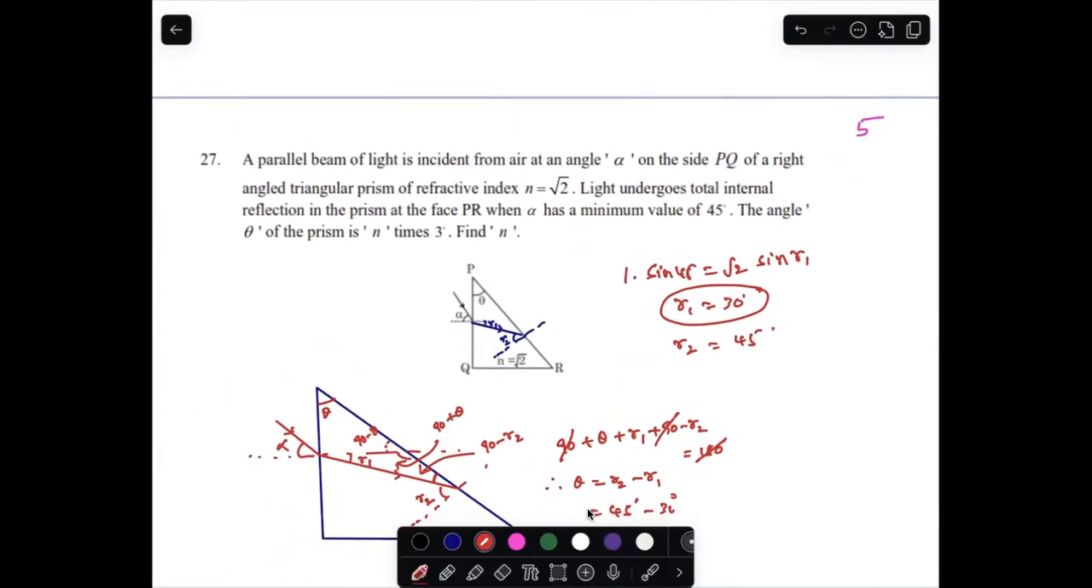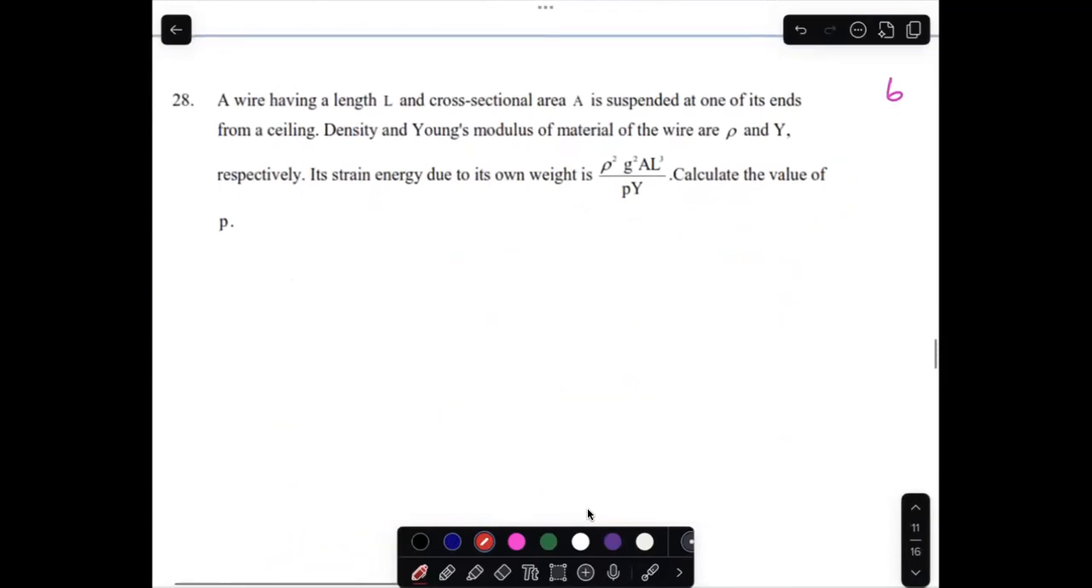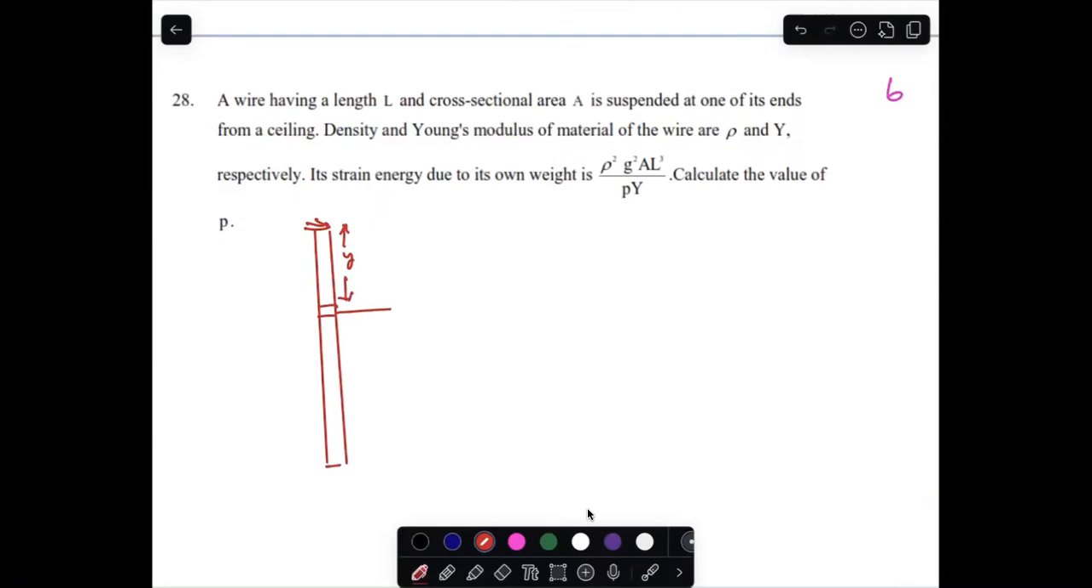Any doubts? Next. A wire having a length L and cross-sectional area A is suspended at one of its ends from a ceiling. Density and Young's modulus of the wire are rho and Y respectively. Actually, you should remember this formula. It is the strain energy due to its own weight. Repeatedly, you will have this. But right now, if I say that you should remember, you won't accept. I know. This is the wire, for example. Let this be some y, and this is some element.